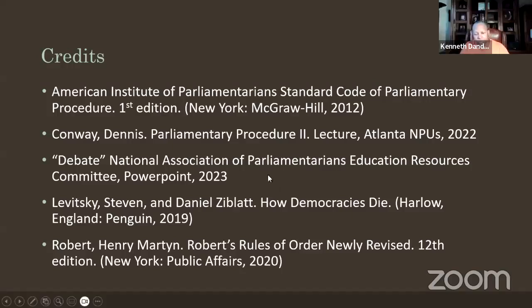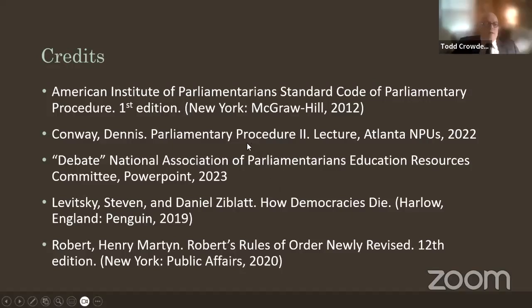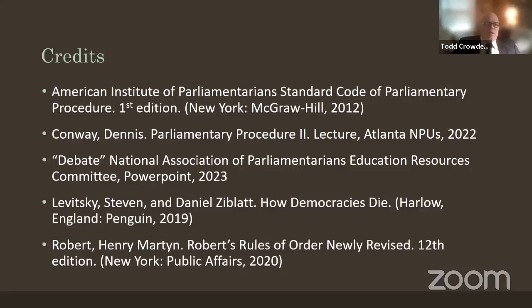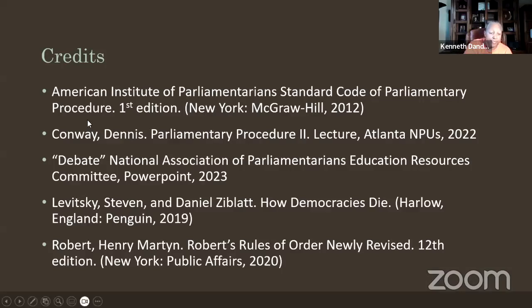And if so, you could try, I mean, I can't say for sure this would be in order, but you might look in Robert's at the motion to discharge. That might have some applicability here. Discharge is what you use to take something back from a committee. But it would depend. You'd have to read your bylaws and read what Robert's has to say about the motion to discharge, because that might work. Okay. Thank you.